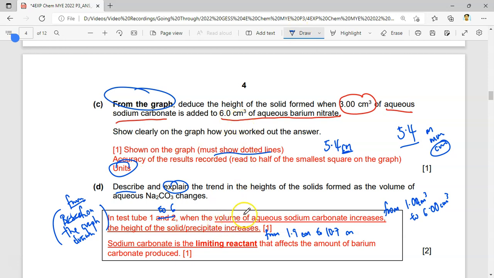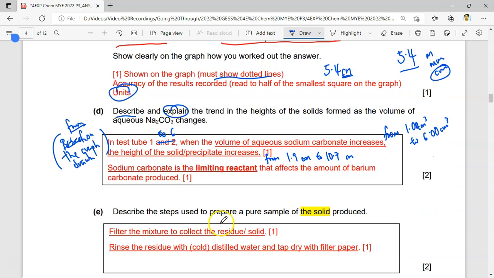So the question is, why is it that when the sodium carbonate increases, the height of the solid or the height of the precipitate increases? The key idea here is because the sodium carbonate is the limiting reagent. Some of you have actually explained that because it's the limiting reagent, as I increase the sodium carbonate, more and more of the barium carbonate is formed, or more and more of the product is formed, or more and more of the precipitate is formed. So the explanation part is the one that is missing here.